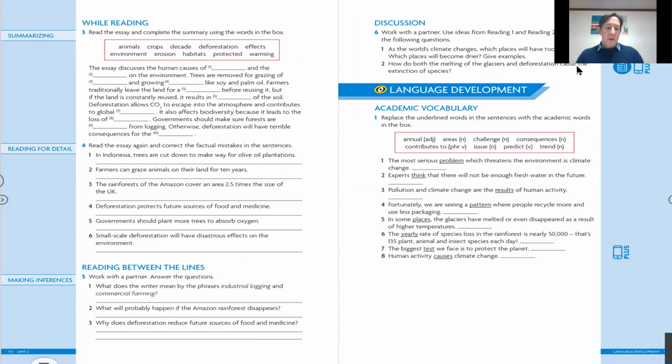Okay, so page 46, just like Unit 1, we're going to answer some of these questions. Part 3 is summarizing. Part 4, reading for detail. Right, so again, I think it would be best if you pause the video, try to answer these questions yourself, and then when you are ready, start the video again, and you can go through the answers with me.